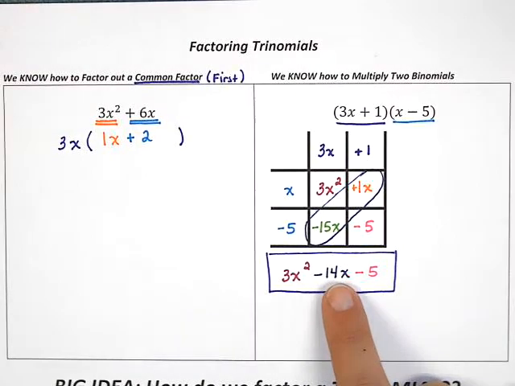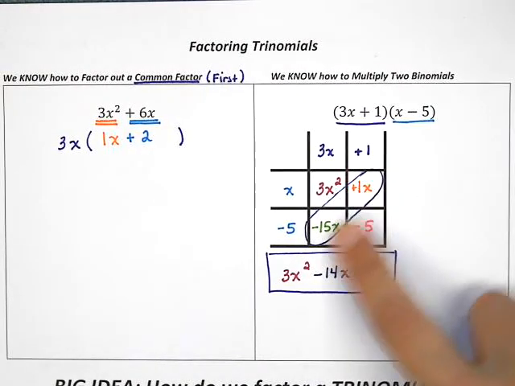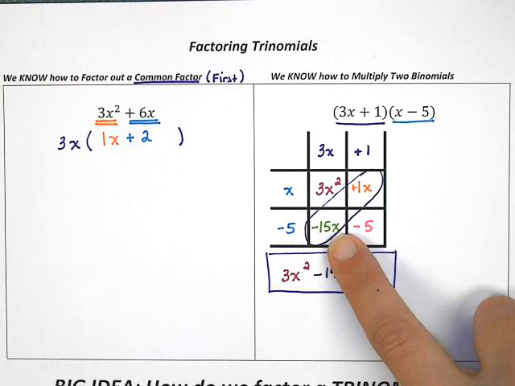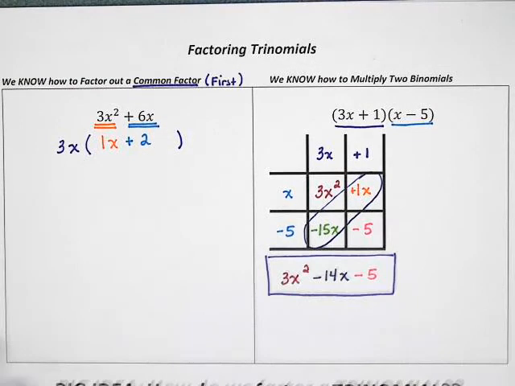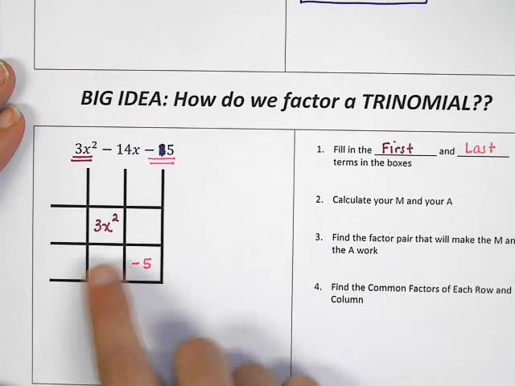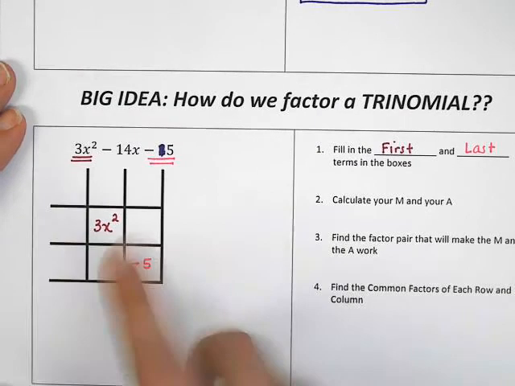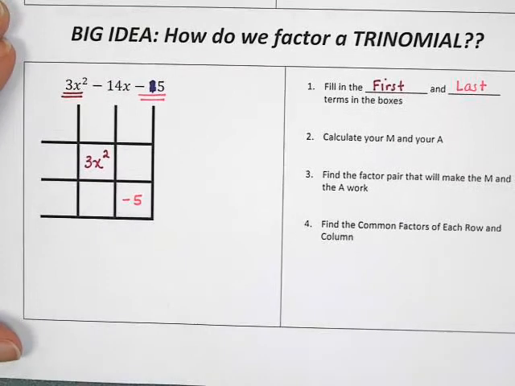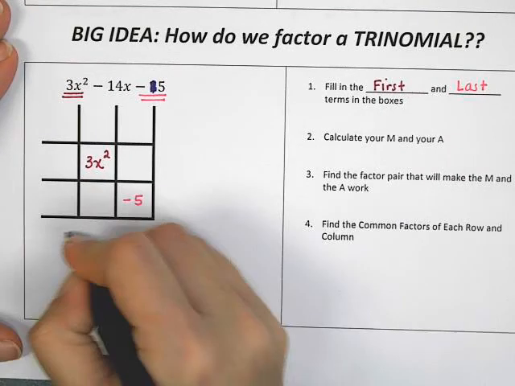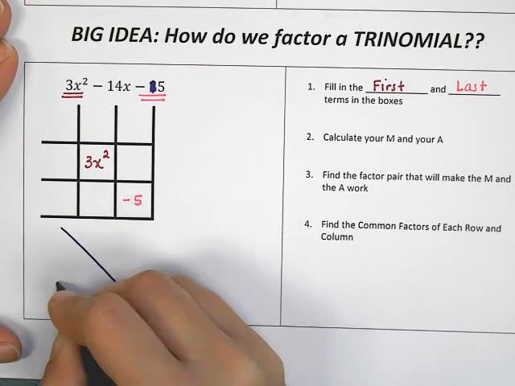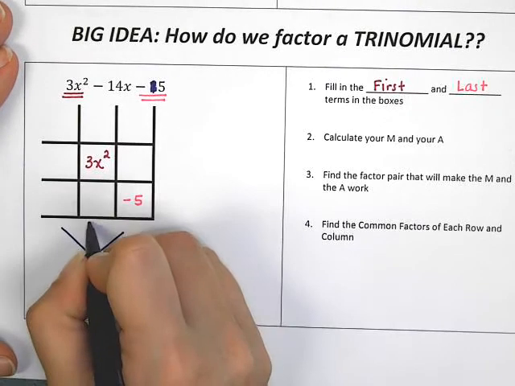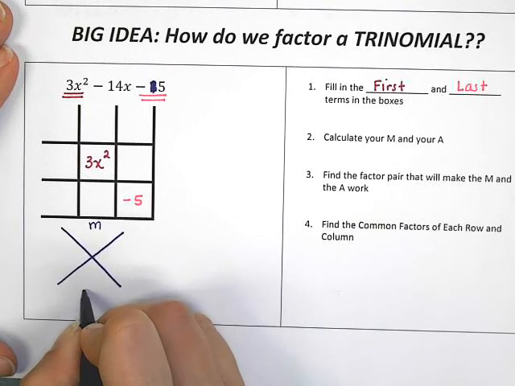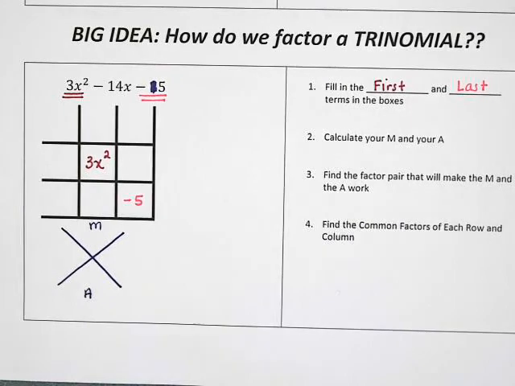But that -14 was not originally in the chart. Originally, that was a -15 and a +1 that I combined. So in order to figure out what numbers to fill into these two boxes, I'm going to need to do the following process. Underneath here, I'm going to draw a big X, like a crisscross. And in the top of that X, I'm going to put an M, and in the bottom of that X, I'm going to put an A.